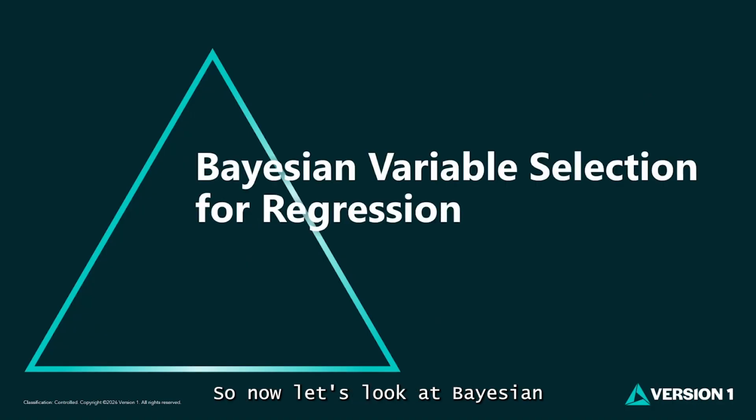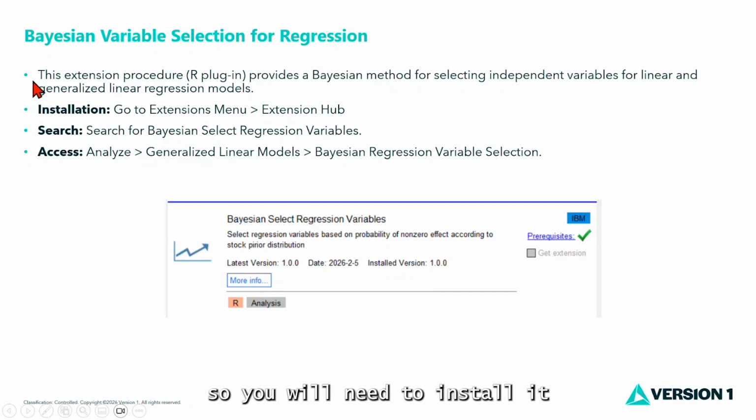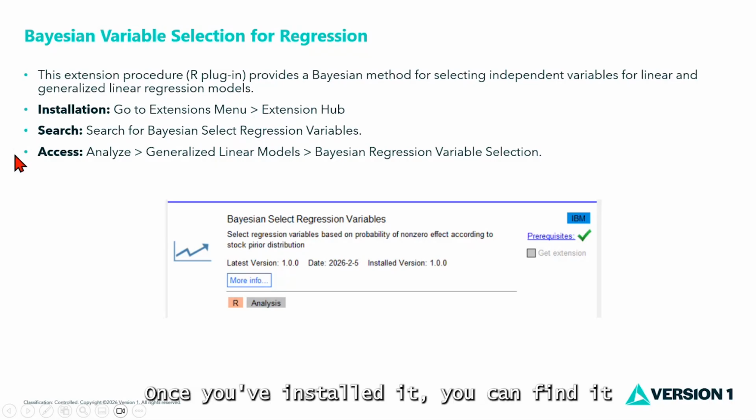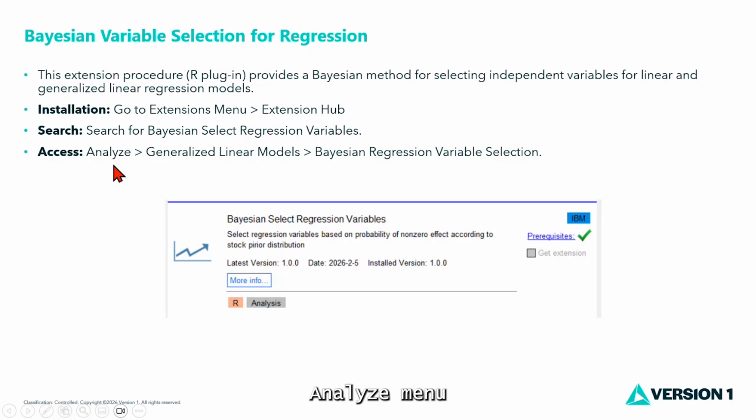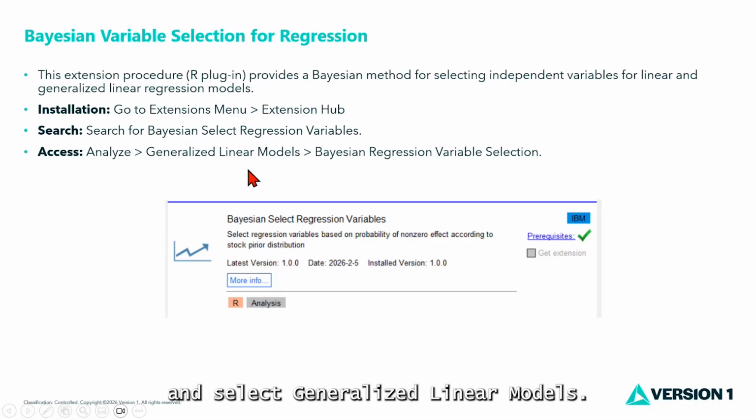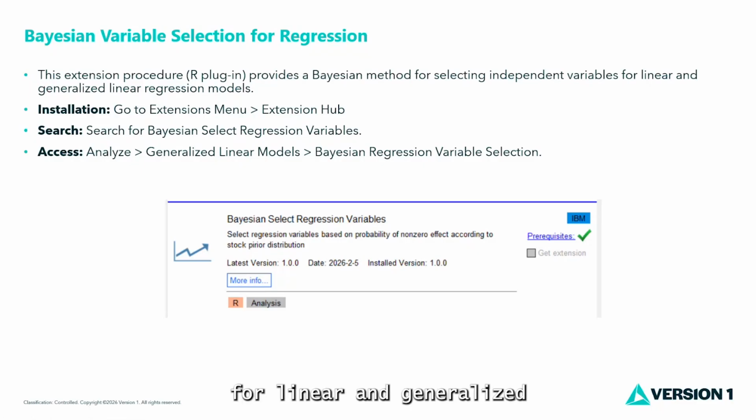So now let's look at Bayesian variable selection for regression. Now this is an extension, so you will need to install it from the Extensions menu. So to install it, go to the Extensions menu and click on Extension Hub. And then once you're in the Extension Hub, you can search for Bayesian Select Regression Variables. Once you've installed it, you can find it when you go to the Analyze menu and select Generalized Linear Models. Now, the extension provides a Bayesian method for selecting independent variables for linear and generalized linear regression models.